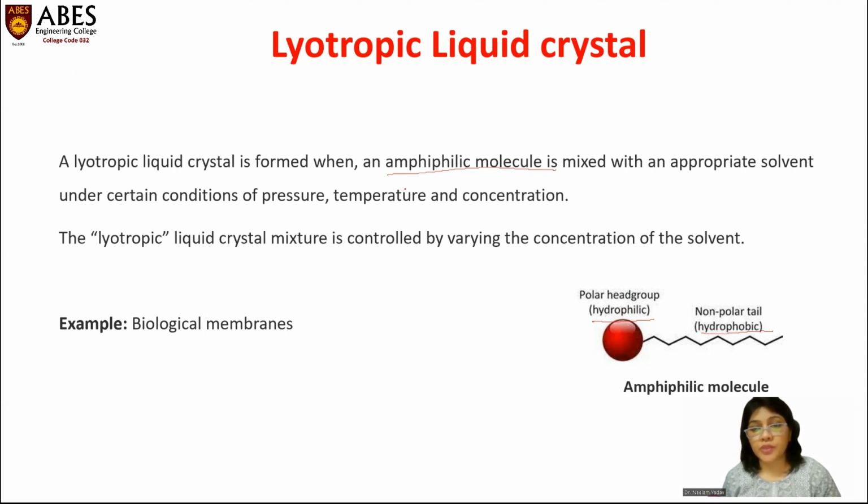To make lyotropic liquid crystals, a particular concentration of an appropriate solvent is used, and the substance is mixed in the solvent at a particular temperature and pressure. The resulting substance is a lyotropic liquid crystal. So basically, the concentration of solvent is an important factor which decides whether the substance will get converted into a lyotropic liquid crystal. That depends completely on the concentration of the solvent. An example of lyotropic liquid crystal is biological membranes.